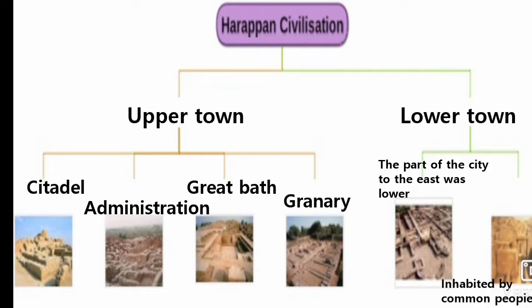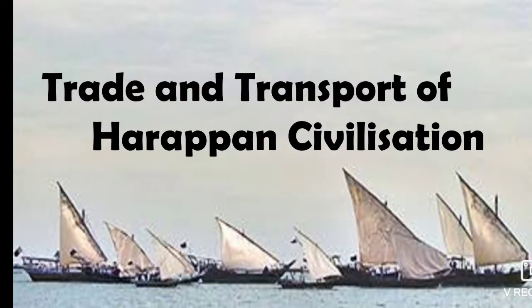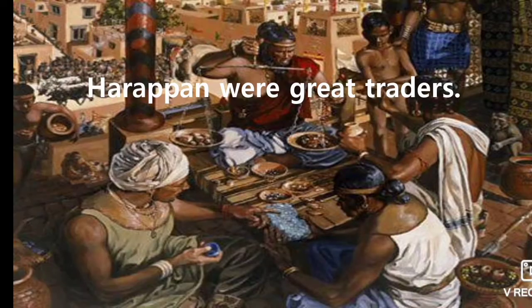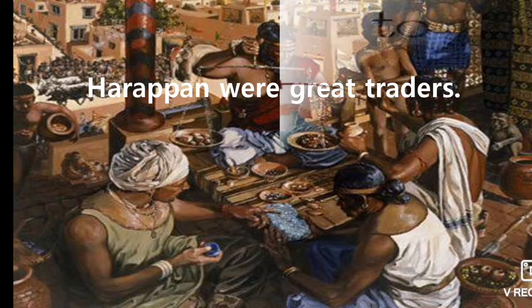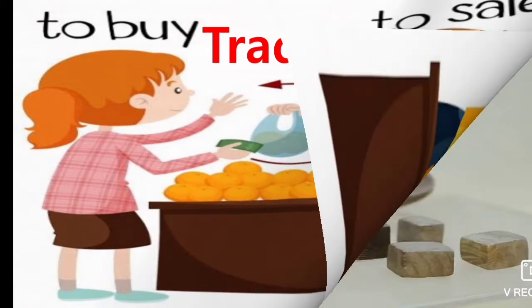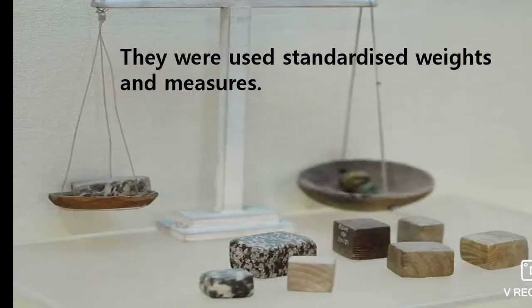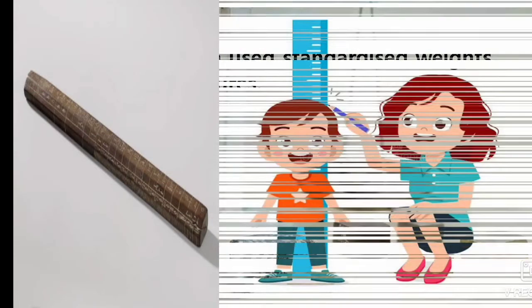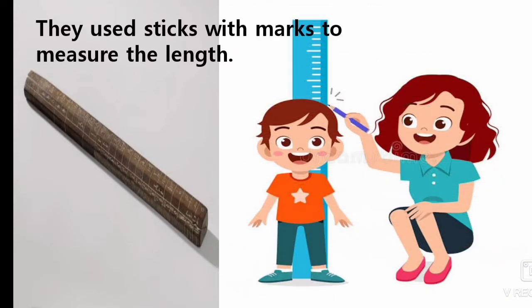Students, I hope you are clear with the previous session. Now let's enter into today's session: trade and transport of Harappan civilization. Harappans were great traders. A trader is a person who buys and sells goods, currency or shares. They used standardized weights and measures, and they used a stick with marks to measure length.